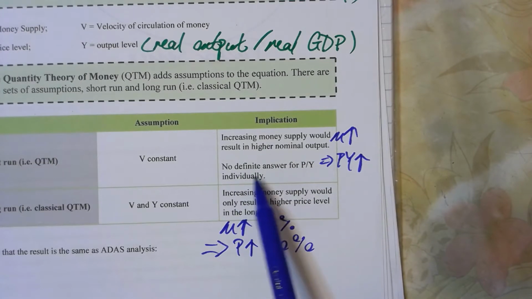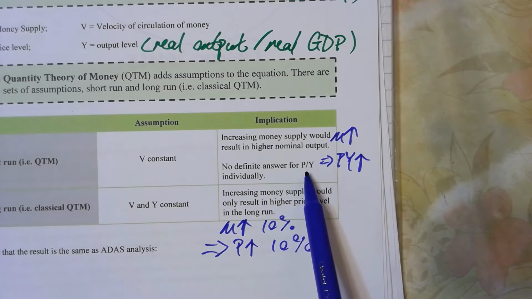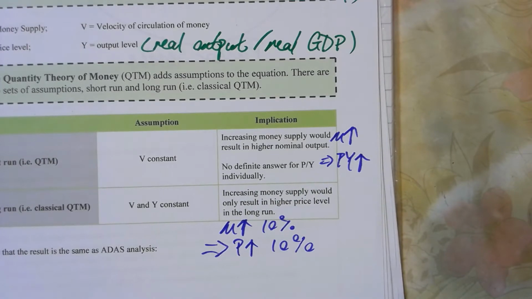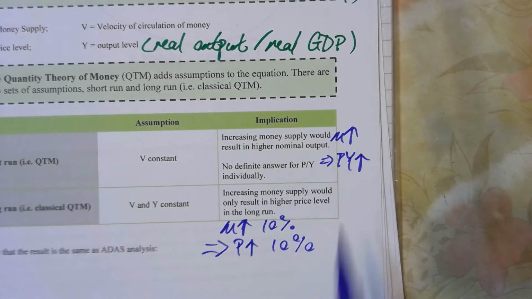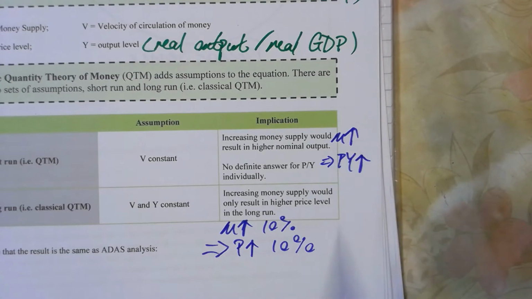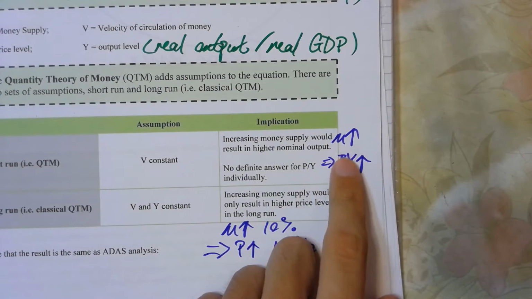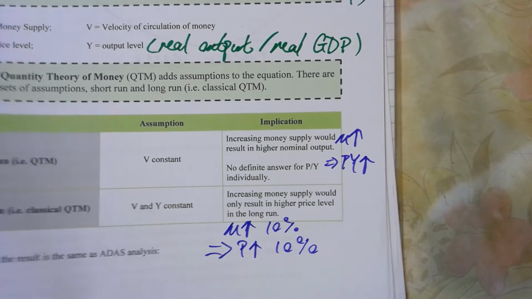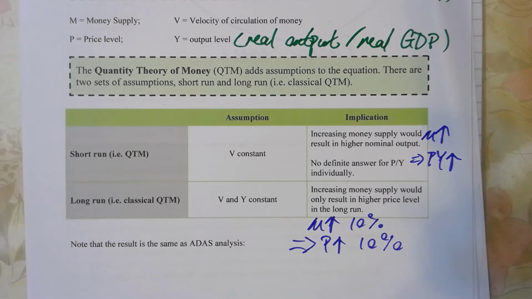But individually, we do not know anything about P or Y. Individually, we only know P and Y together will increase by the same amount as M. So if M goes up 10%, PY also goes up by 10%. OK, that's all there is to QTM. This is the end of QTM. No need to go any further.